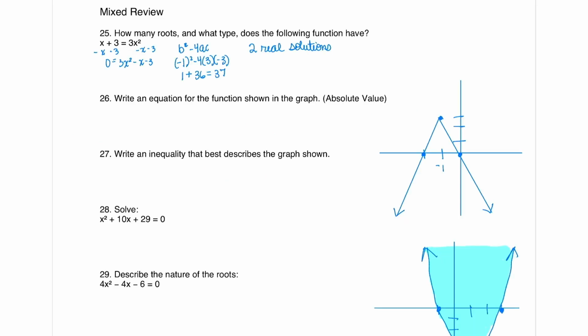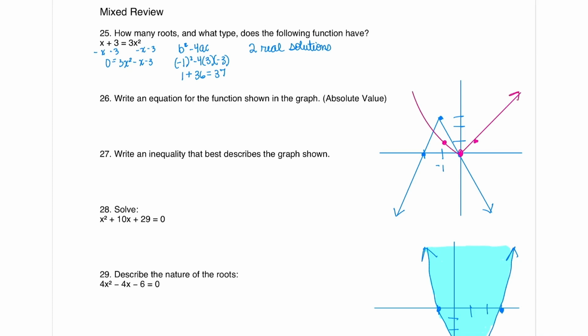Number 26, write an equation for the function shown in the graph and its absolute value. So remember that our parent function looks like this. Start at the origin, and you're going to go up 1 over 1. Okay, so this is what our parent function looks like.